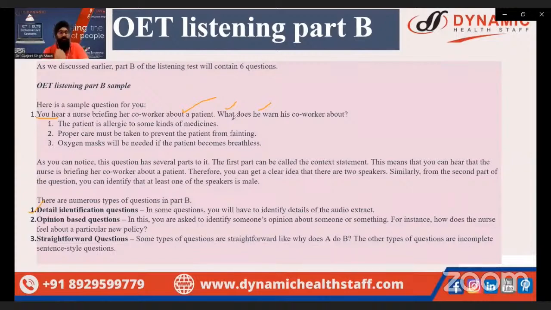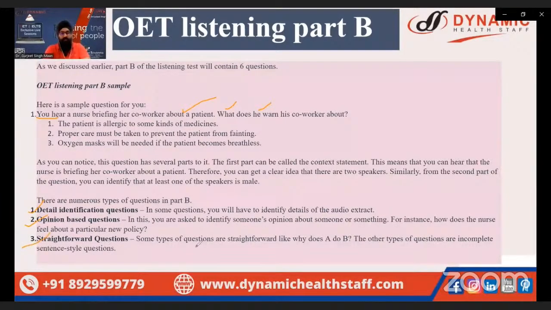Then second is opinion-based questions. In these, you are asked to identify someone's opinion about a certain thing. What is the opinion of this thing? What does the speaker want to say? Or here we can say what a co-worker had an opinion about. These are the second type of question.